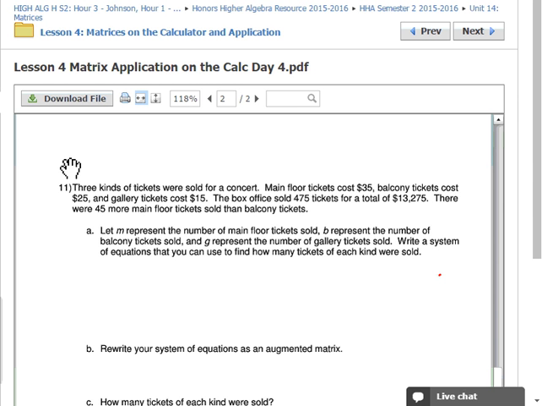I want to remind you on this for the balcony tickets and stuff. Here's one of those tickets. There were 45 more main floor than balcony tickets. Main floor, balcony. Were they equal? No. But you make them be equal by putting the 45 in the right spot and don't screw it up. Then you got to rearrange it. This is just like that problem I did with practice for you in class. So don't write the equation wrong by accident.